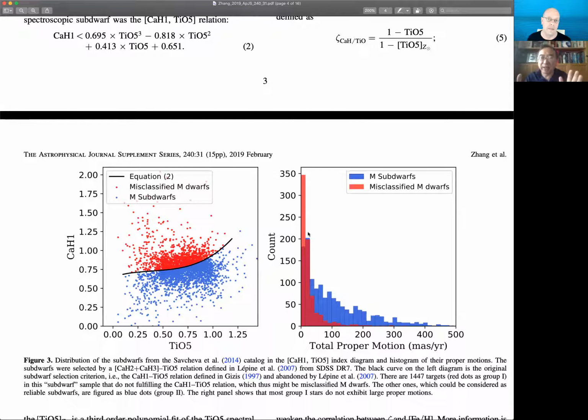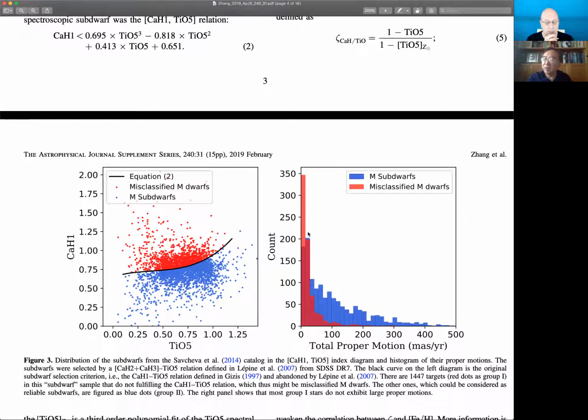The radial velocity is a key factor. So all these labeled M-subdwarfs and M-dwarfs have been measured with good radial velocities. And by this, we recalculate the line indices actually.